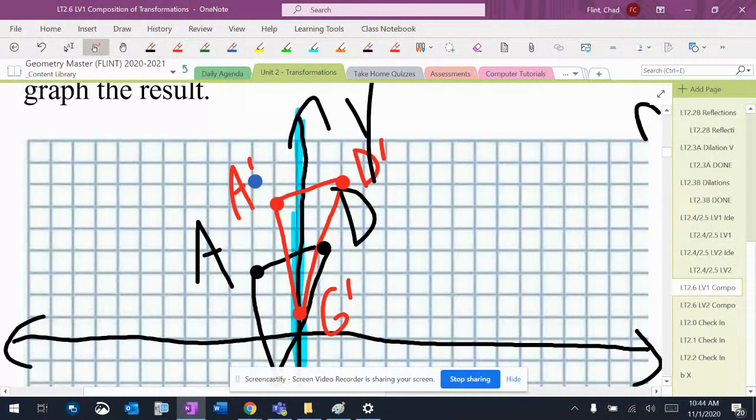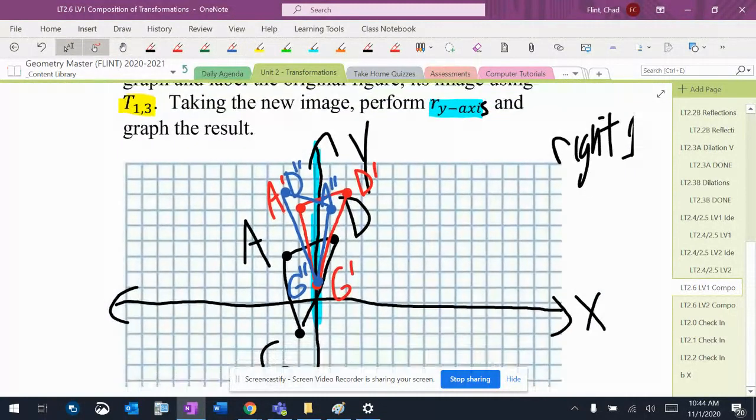So D double prime is going to be there. A goes 1 and 1, and it goes the opposite way, but we've talked about that. The points don't care what the other points do. They do what they need to do. And then G is right on the blue line, so it's not moving. So we have that right there. So this is going to be G double prime. This is going to be A double prime, and this is going to be D double prime. And we have a triangle right there.